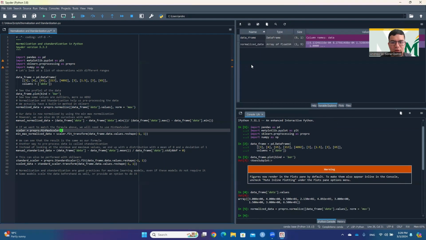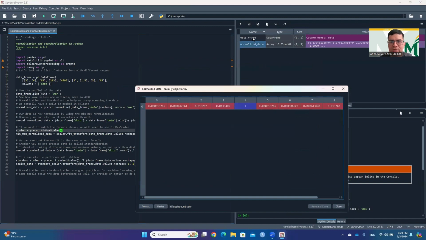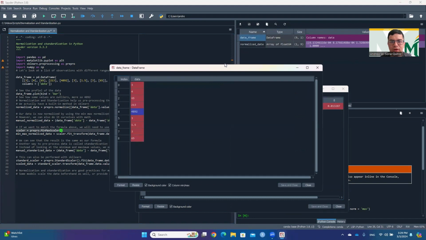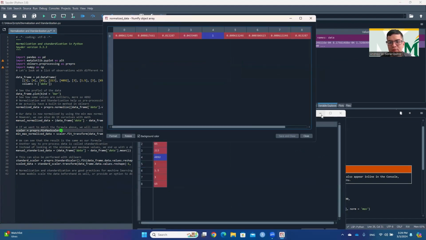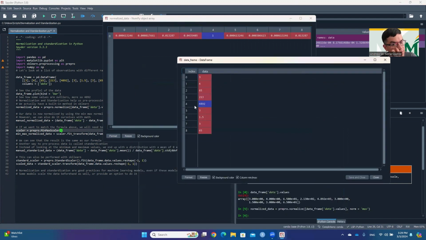And then we're going to look at normalized data. You can see here, I got an array, and this array is way different than my data frame. However, if I put them side by side, you can see that the shape is pretty different too. But if I can align them close enough, you could see how number 4 has a value of 1. Why? Because it's the maximum.